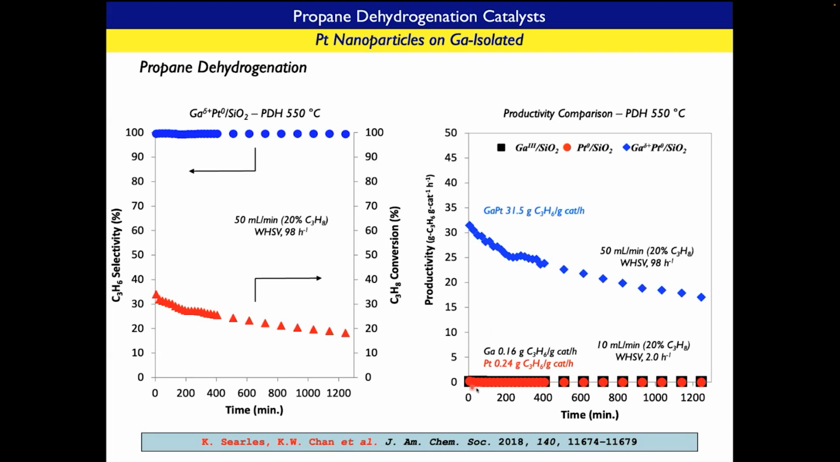And in black is the same thing with platinum alone. So platinum is quite active, but only for a few minutes, because you may generate so much carbon that you deactivate the catalyst. Well, when you have platinum and gallium together, you increase the activity, you increase the selectivity, and you increase the stability of this catalyst. So it's very interesting to understand this system at a molecular level.